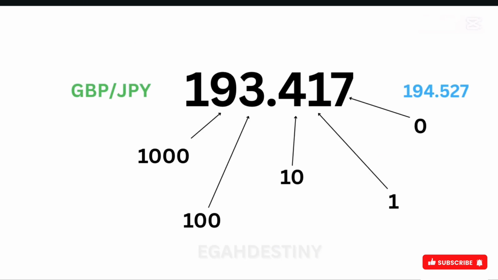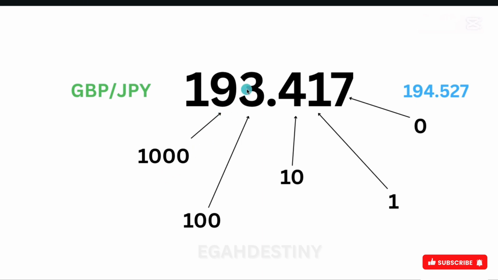Then for JPY pairs, 193.417, as usual, the last digit is taken to be 0. Then the number before that digit is represented as 1. The number before that digit is represented as 10. The number before the decimal is represented as 100. The number before that is represented as 1,000.